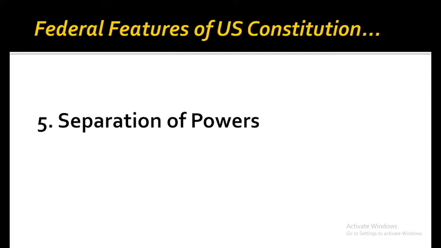Fifth, separation of powers here means that there is horizontal division of powers between the executive, the legislative, and the judiciary branch of the government, allowing each branch of government to act as a check and balance on the other branches. Whereas division of power means vertical division of power between the center and states, separation of power here means horizontal division of power among the executive, legislative, and judiciary.